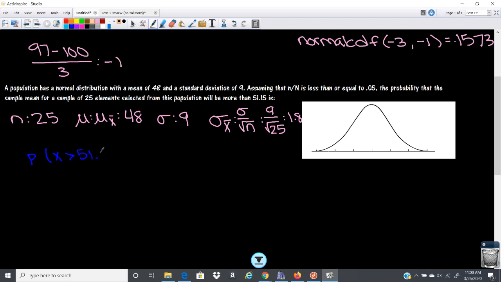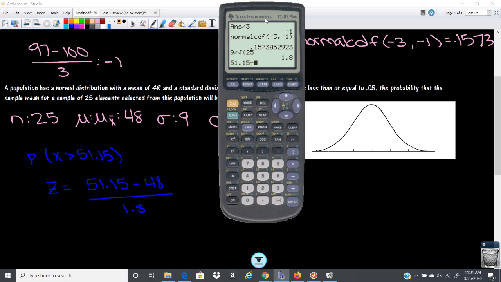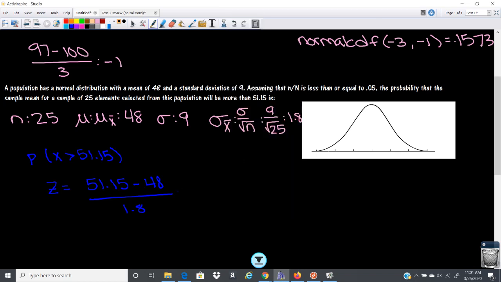And then we want the probability that x is greater than 51.15. Okay, so let's standardize this score. We're going to go z equals 51.15 minus our mean of 48 over our new standard deviation, 1.8. So we're going to get 1.75 for our z-score. If this is 0 and this is 1, 1.75 is probably about right here. And we are doing greater than that, so we're going to the right.